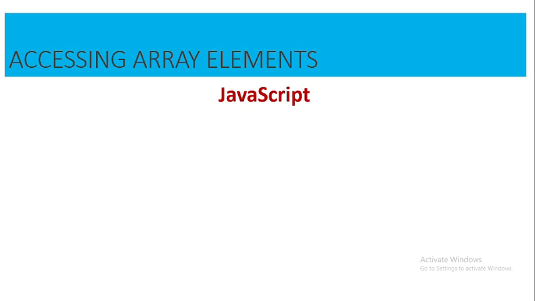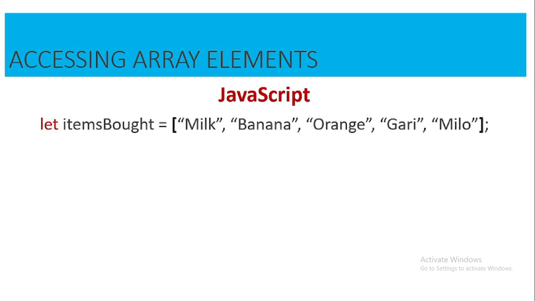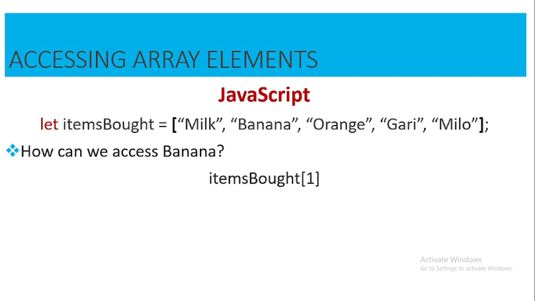In JavaScript, let items-bot be our array. How can we access banana? Based on items-bot, the index of banana is 2, so items-bot, then the index of banana in square brackets. This is how we access banana from the array items-bot, an individual element in here.